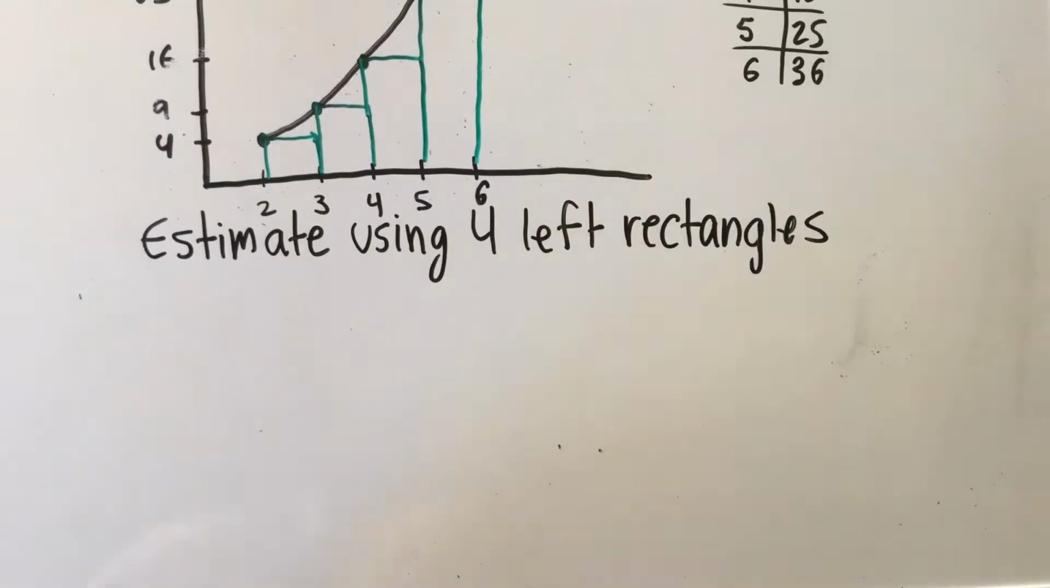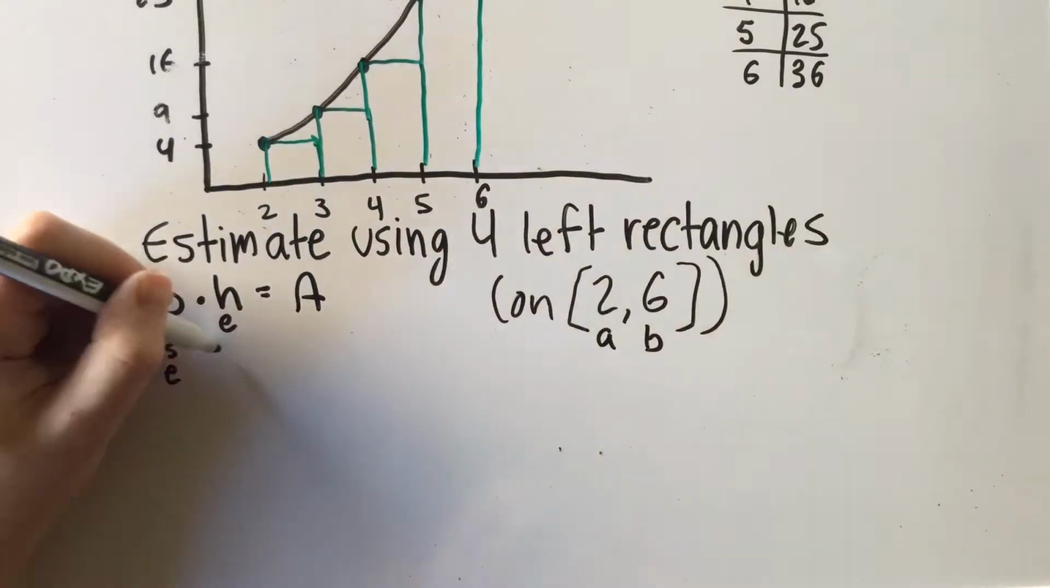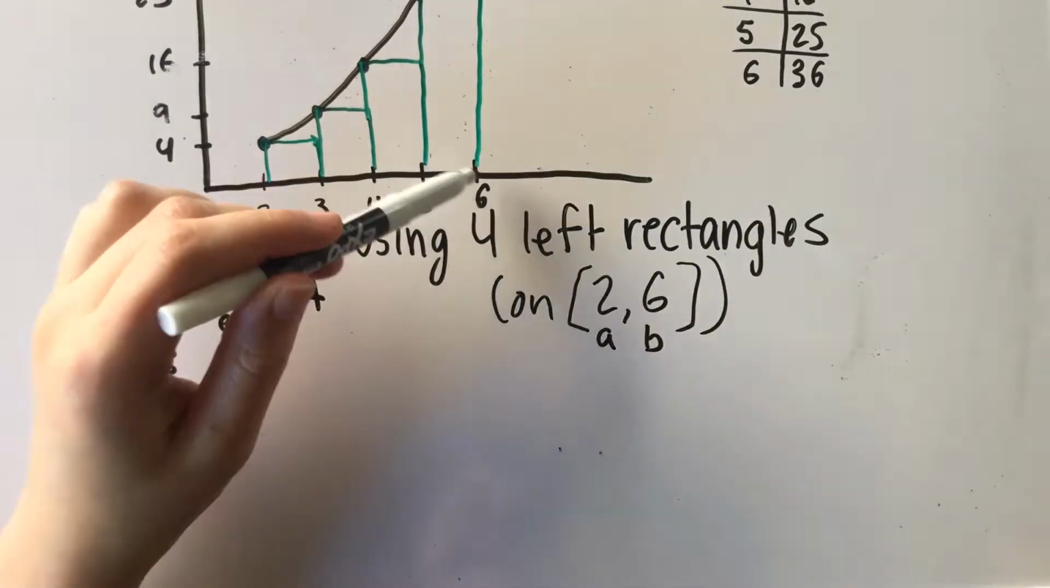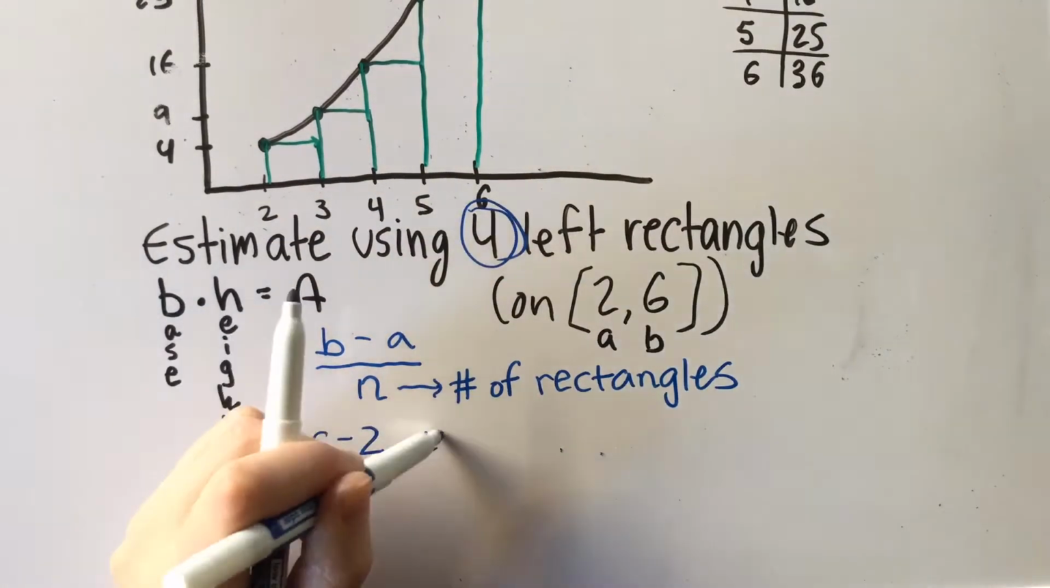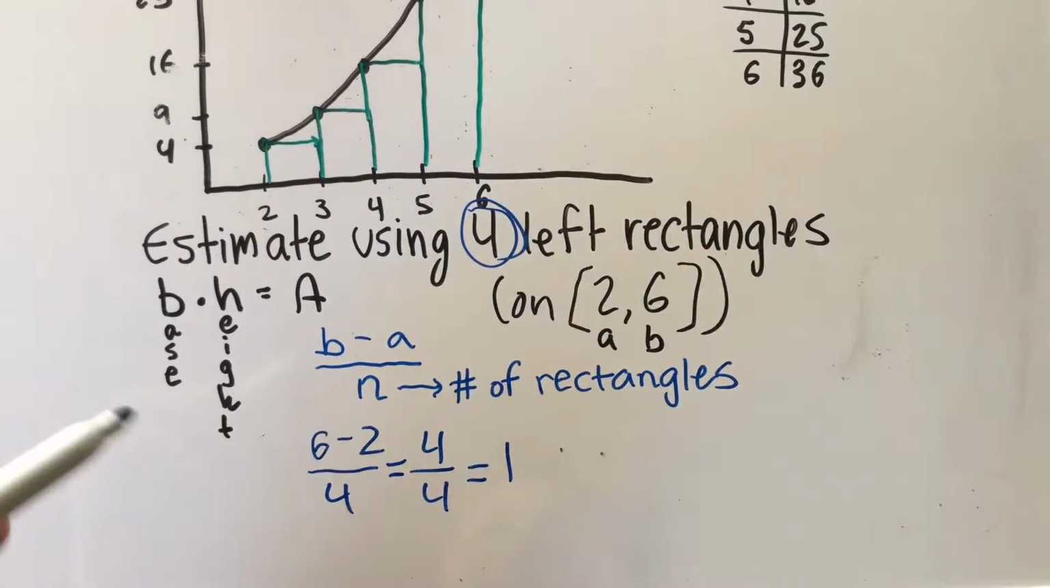The bases are only 1. How did we find the bases? We did b minus a over n, so 6 minus 2 over 4, which equals 4 over 4. a is the starting number in the interval, and b is the last number in the interval. So 6 minus 2, and n is the number of rectangles. And as it says above, it's 4 rectangles. And 6 minus 2 divided by 4 is 1.